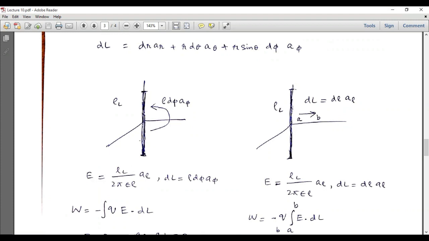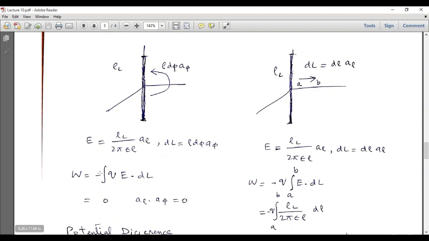This is the electric field due to a line charge distribution, and work in this case can be evaluated, and that will be equal to minus Q E dot dl. So E is equal to this component, which is the rho component. Dl is actually along the phi direction, so a rho dot a phi will be equal to 0. So in this case, the total work done will be equal to 0, because the dot product of a rho and a phi is equal to 0.